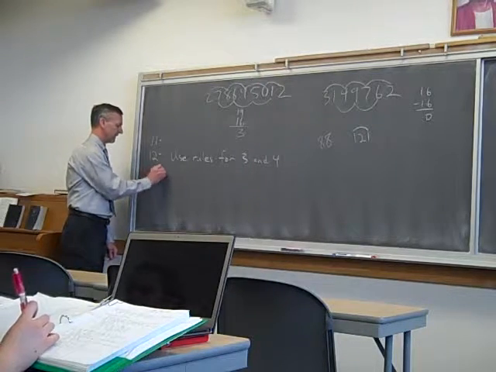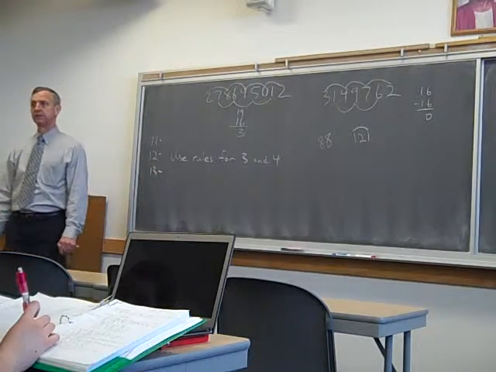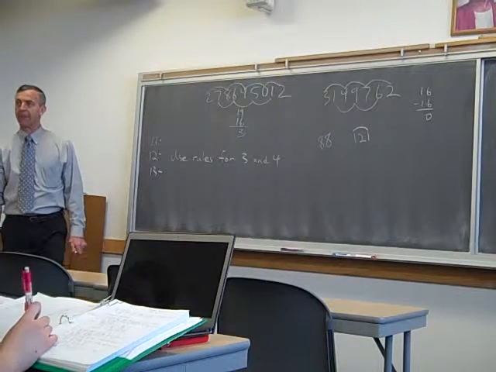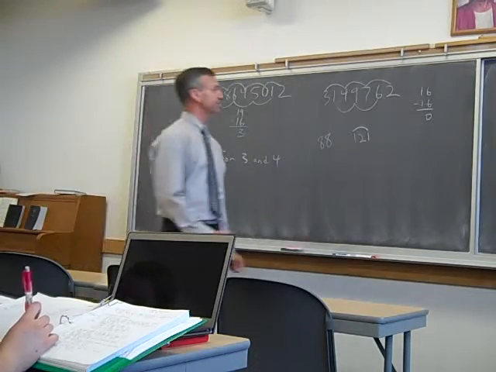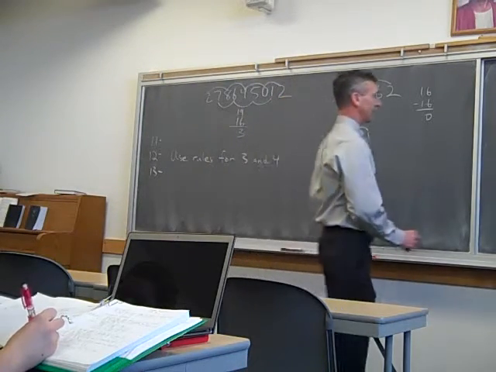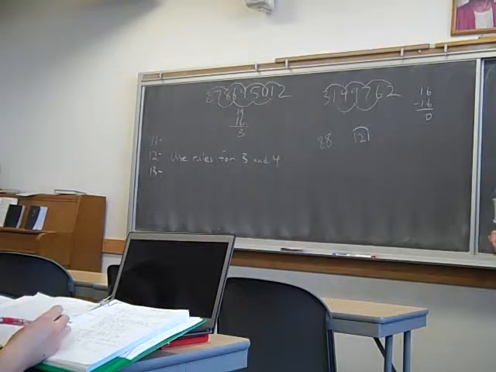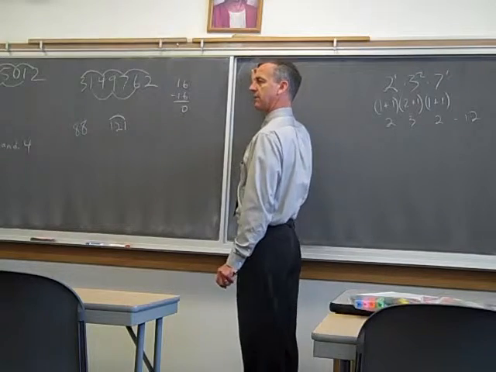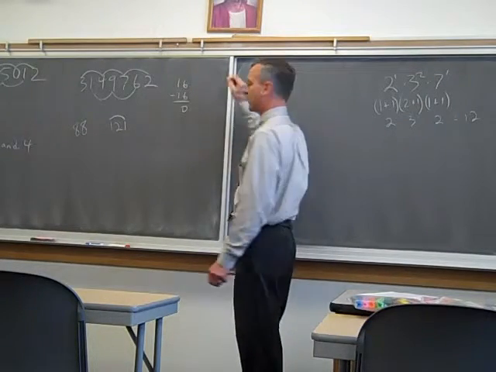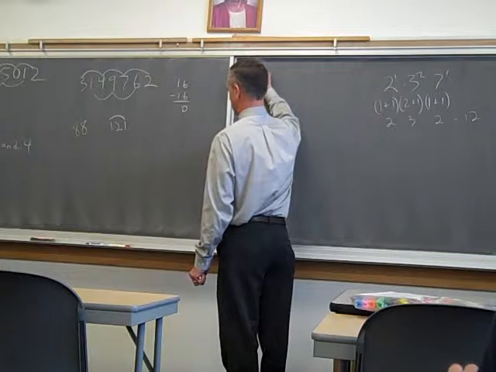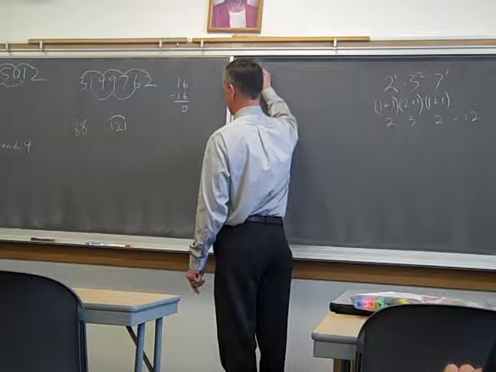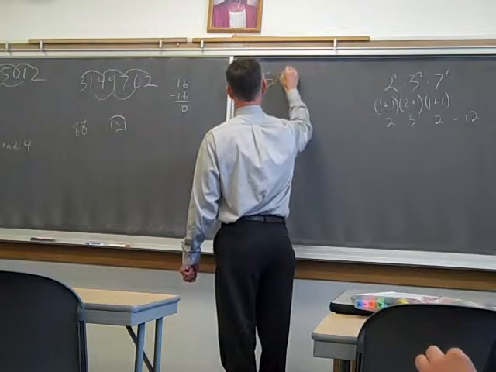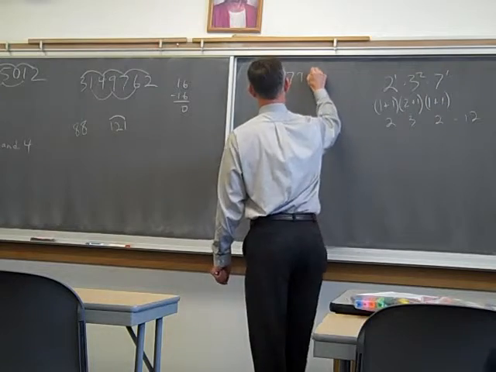13. Anybody know the rule for 13? Somebody take 13 times a 7-digit number and give me the result. 13 times any 7-digit number. 3, 5, 0, 7, 9, 6, 5.